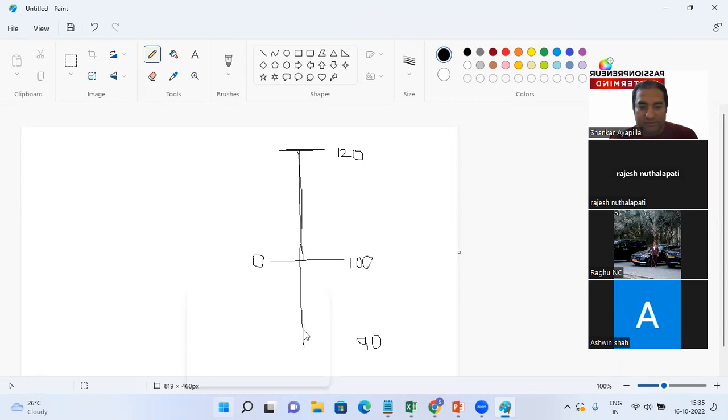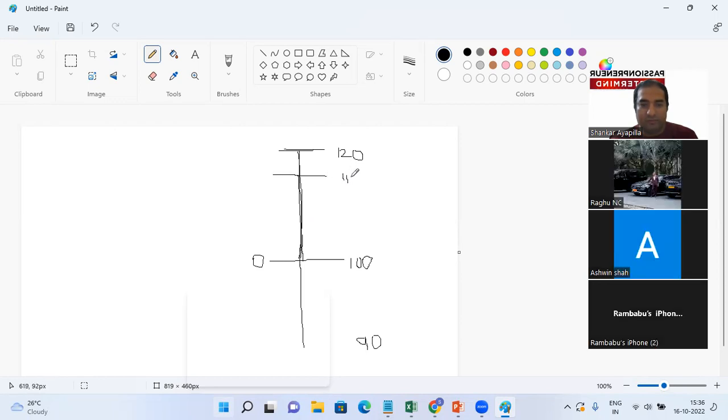In the afternoon session, what happened? Again, they brought it up from this low point, and finally that day it got closed at 110 rupees. Correct? So what has happened? What are the markings I should put? This is the opening price. Where it got closed? 110 rupees. So what is this? Close. Till what high it went? It went to 120.